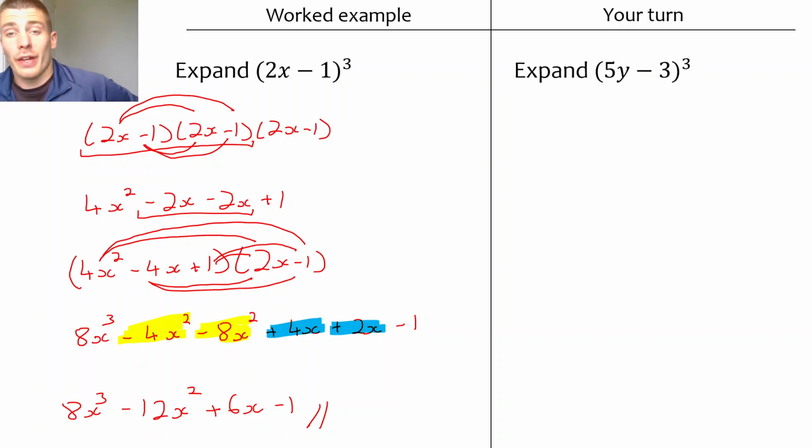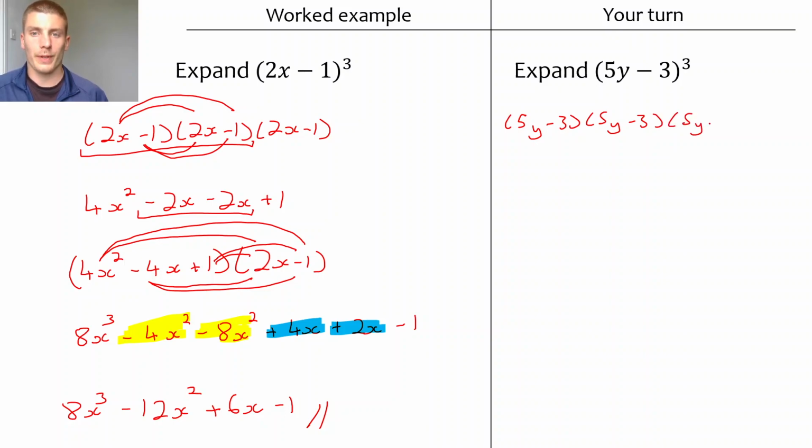Okay, if you think you can try the your turn, you can give that one a go. You can pause the video, and I'm going to go through this one now. So we want to expand it again. Again, write out in full exactly what is going on. You've got here 5y minus 3, and you're timesing it by itself 3 times. So 1, 2, and then 3 over here.